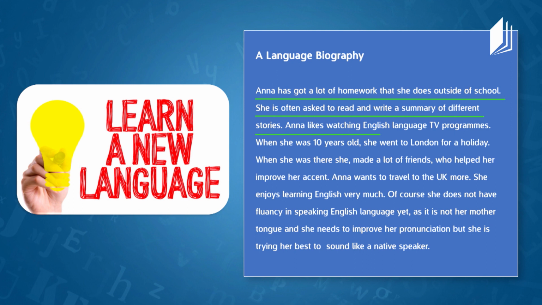Anna likes watching English language TV programs. When she was 10 years old, she went to London for a holiday. When she was there, she made a lot of friends who helped her improve her accent.